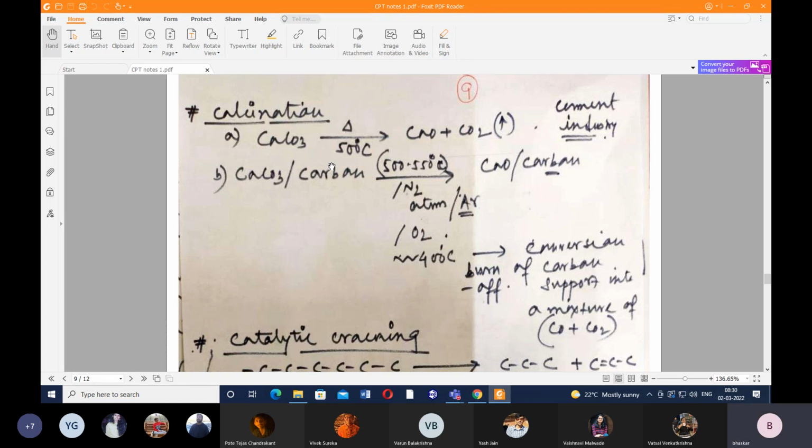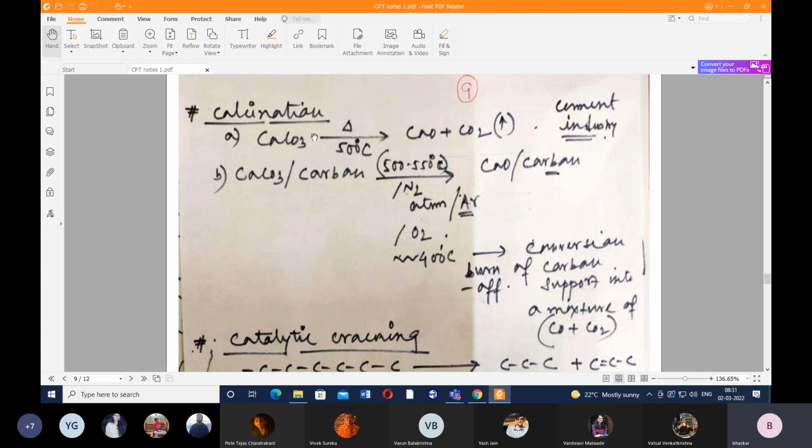Now, calcination can be performed in the presence of oxygen or in the absence of oxygen also. That depends on the type of material we are handling. Suppose our material is non-carbonaceous, that means our material doesn't have any carbon content. Then we can go for oxygen medium. Suppose I have only calcium carbonate. I want to convert calcium carbonate into calcium oxide and carbon dioxide. So what would be our typical temperature? Typical temperature is around 500 degrees Celsius.